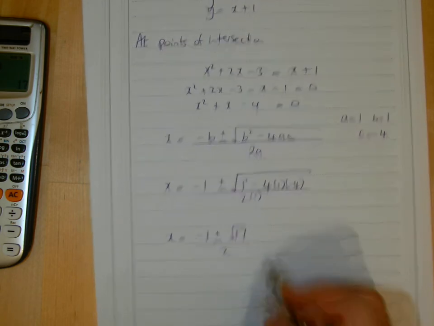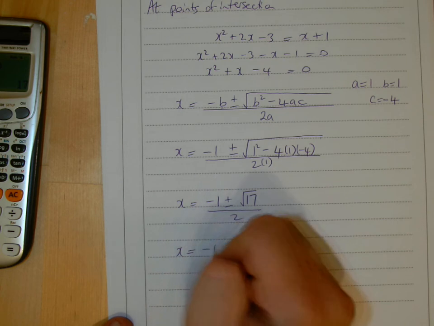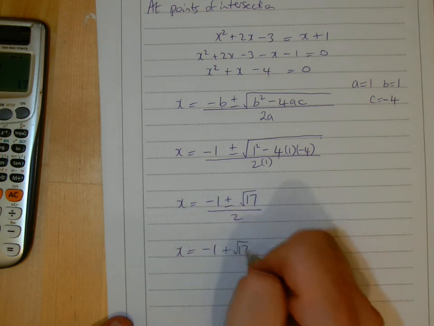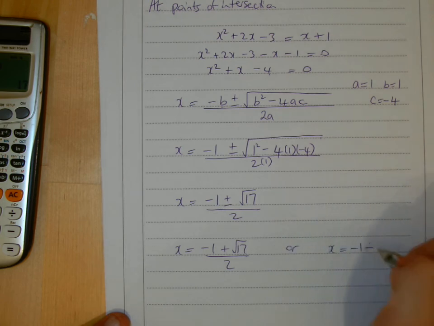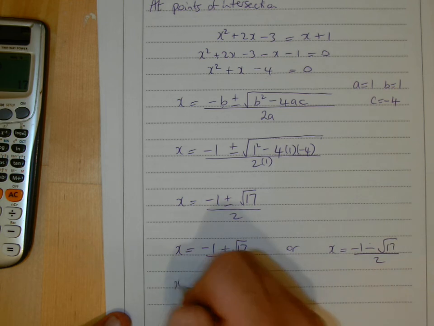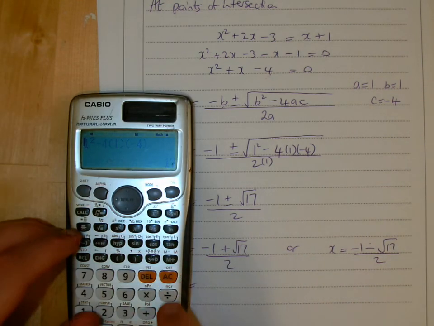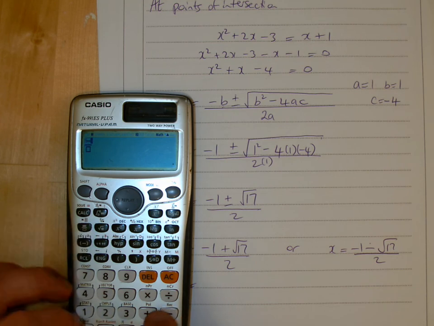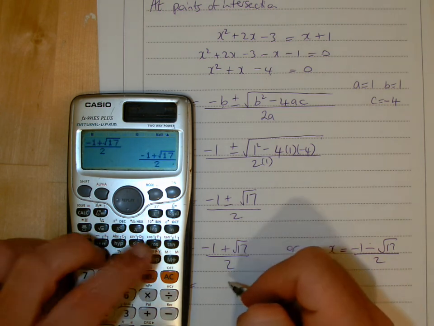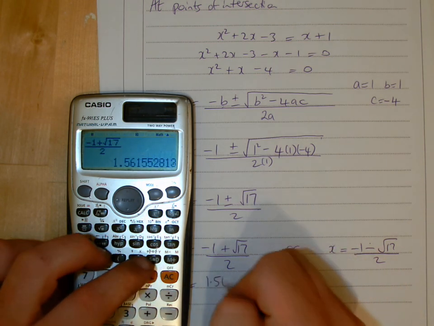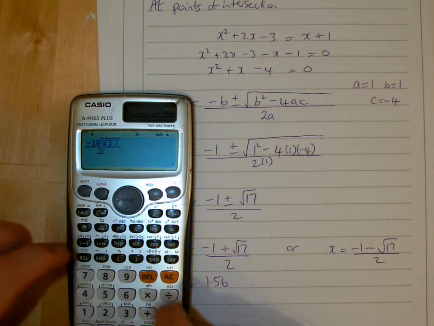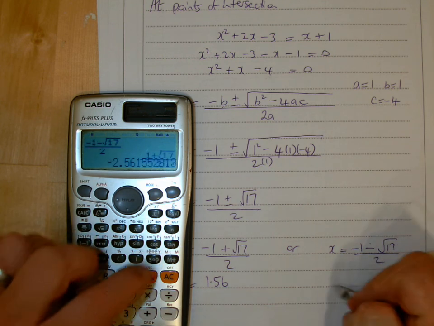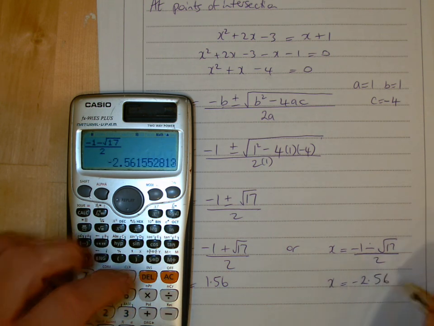So therefore I can get my x values. x is equal to minus 1, let's do the plus option to start with, or let's do the minus option. We need this to 2 decimal places. Let's type that in: I press the fraction button, minus 1 plus root 17 all over 2. I press the SD button and I get 1.56. Now if I press the replay button and go back, I can change this to a minus. I get this answer, so x is equal to minus 2.56 to 2 decimal places.